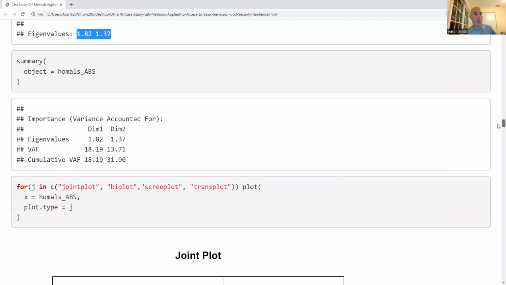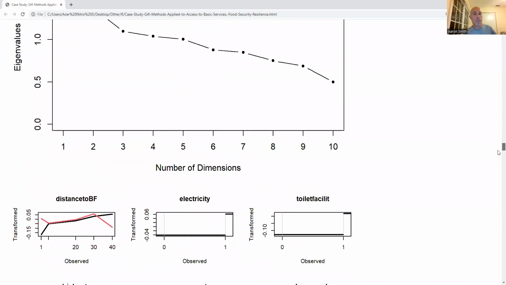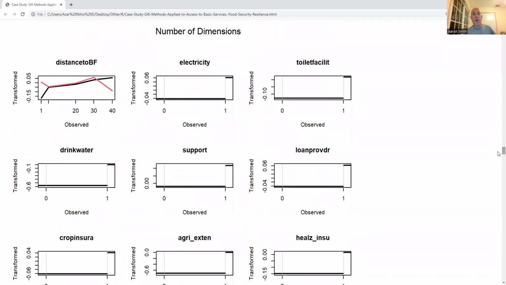Let me scroll up from now. Here are the transformations that get us from our continuous variable and our binary 2-level data to the actual values that we have, or dimensions.